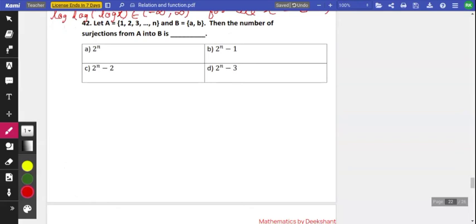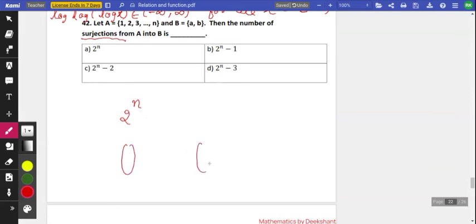You have to find the number of surjections from A to B. Same as the 29th question, I already explained the formula. The total number of functions is 2 to the power n, and you have to subtract the cases that prevent the function from being surjective. We have only two cases. Okay, I can draw it easily.